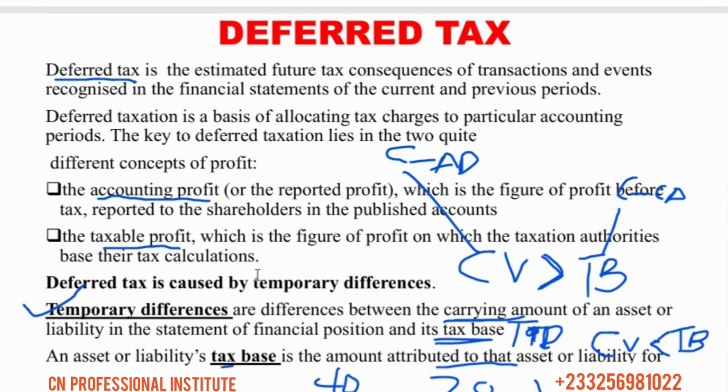The difference between the carrying value of an asset or liability and the tax base is what we call the temporary difference. And we said for assets, if the carrying value is bigger than the tax base, we have a taxable temporary difference, which will create a deferred tax liability. For liabilities it is the other way around. For liabilities, if the carrying value is bigger than the tax base, then we are going to have a deductible temporary difference, which will create a deferred tax asset, right?